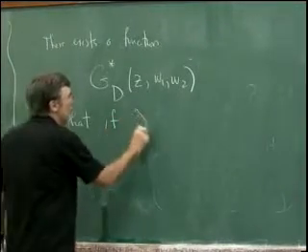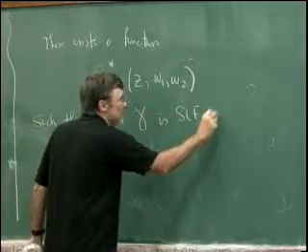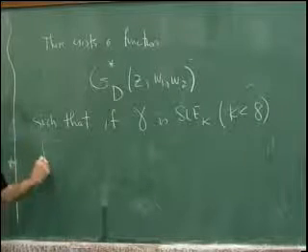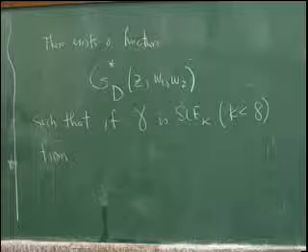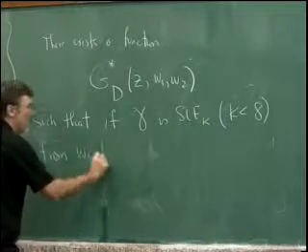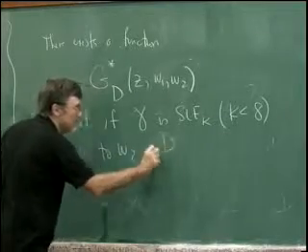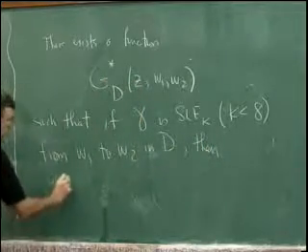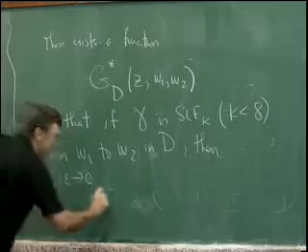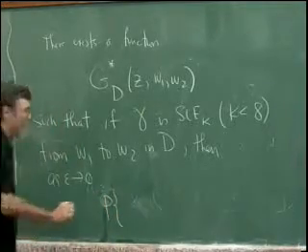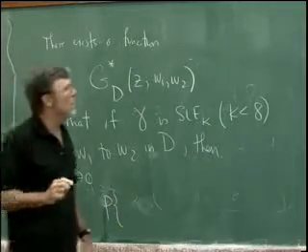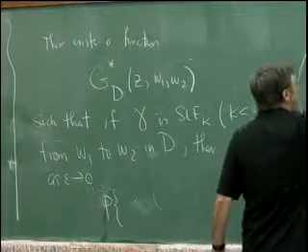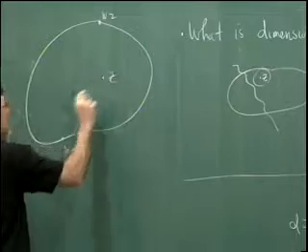if gamma is SLE kappa, here kappa is less than 8, from w1 to w2 in D, then as epsilon goes to 0, the probability that, oh, I guess I need one more notation. So let me draw a picture here. There's w2, there's w1, there's z.